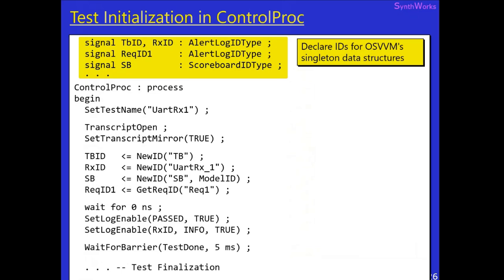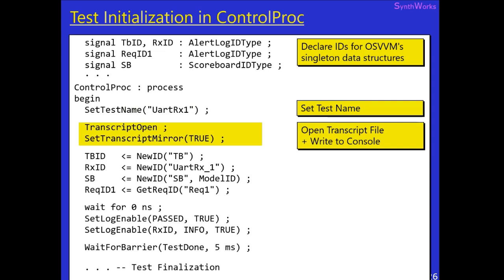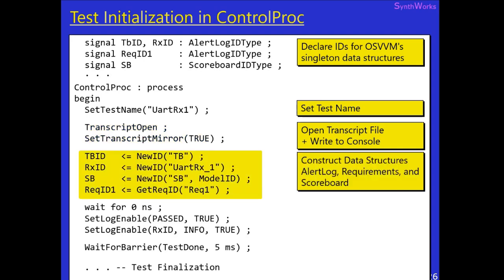Okay. So a test starts with our control process. And we set up the test name. We'll open up our transcript. Transcript logs everything that you print in OSVVM. No matter where you printed it from, we have a file identifier that's in a package, and you can just use that. And then here we're constructing a number of our data structures.